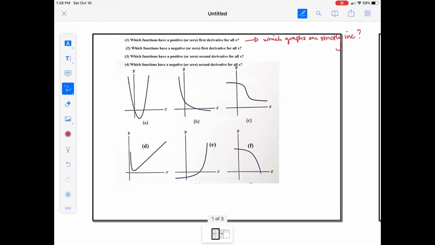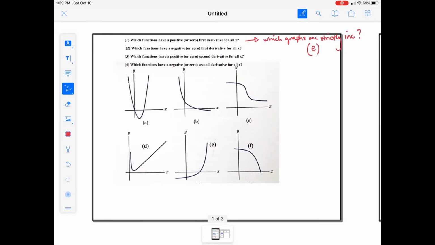So for the first one, I'm looking for the graphs that are only going up. A dips, A decreases and then increases, right? Because right there it's decreasing, so no. And then we do the same. B is strictly decreasing. C decreasing. D dips down. E is our answer. So it's just E.